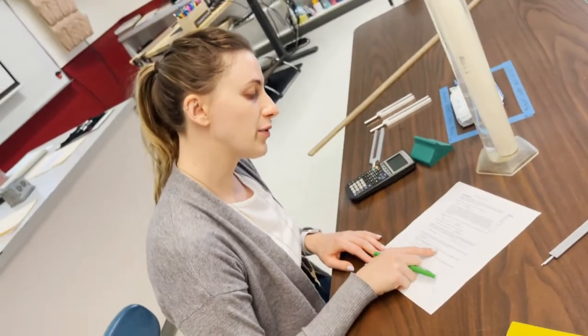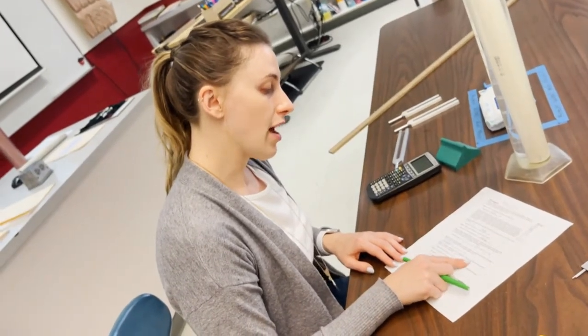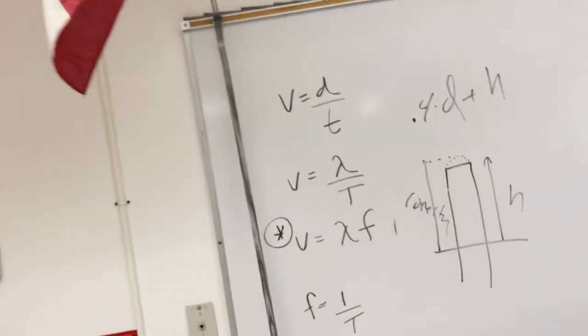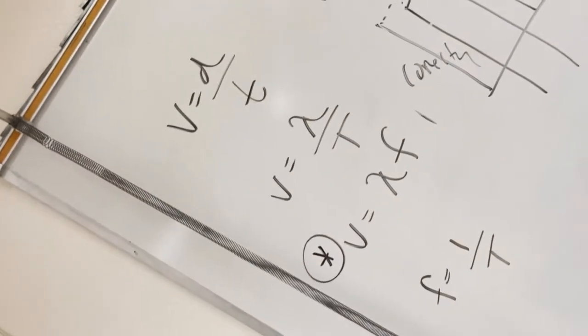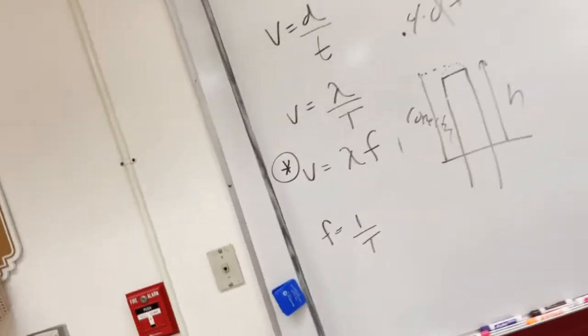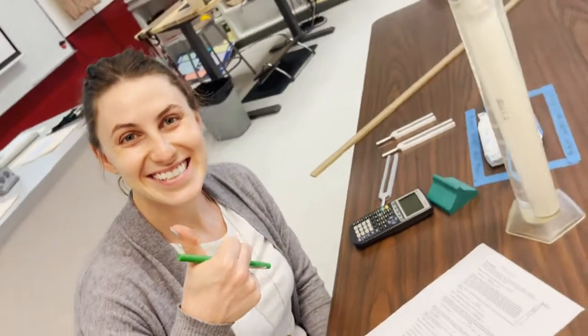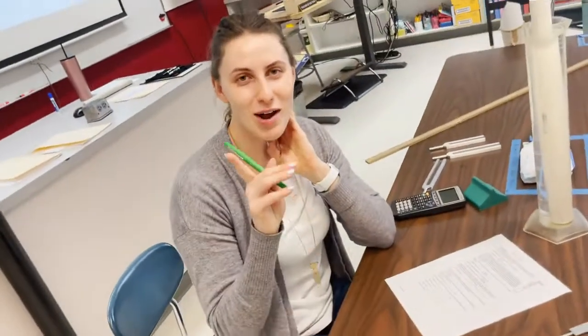Okay. Using the frequency and the wavelength of sound, compute the speed of sound in air. Which one of these are you going to use? Figure it out. And that's what you're going to be doing for homework. And we forgot one other thing.